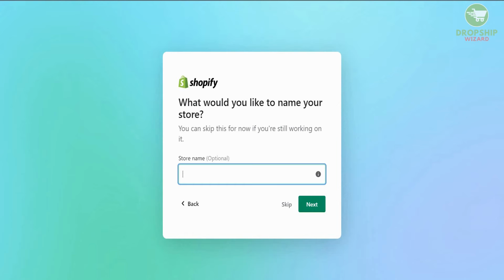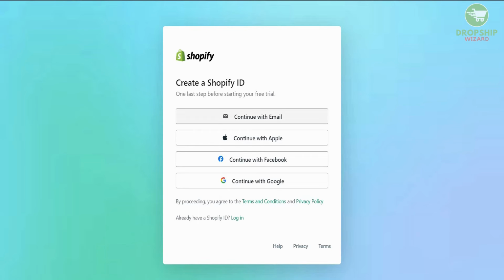So after you've selected a name, you can actually go hit next. And the last step is that you have to select before you start how you want to sign in with your email, with your Apple account, with your Facebook, or with your Google. We're going to select one method of signing in and then you're done.